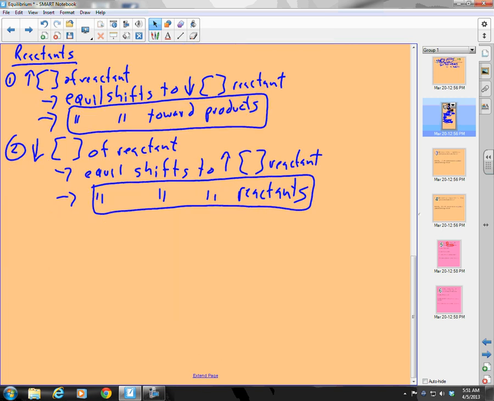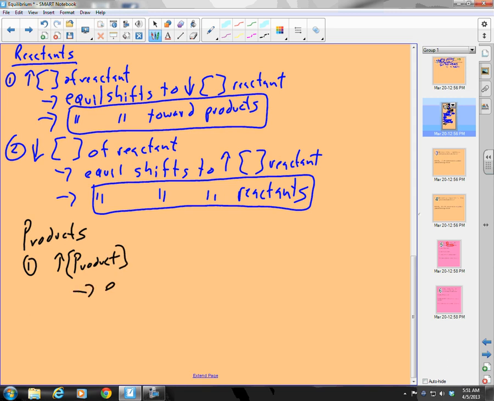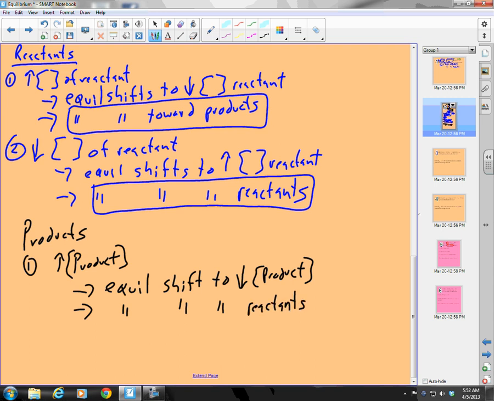Now we can ask the same questions about the products, right? And really then it's just the opposite, right? Number one, what happens if I increase the stress? What happens if I increase my product concentration? What's going to happen? Well, my equilibrium is going to shift to decrease product concentration. That means what? Does it shift towards the products or towards the reactants? Well, it shifts away from the products, meaning my equilibrium will shift to reactants. It means it'll shift to make more reactants. And if it makes more reactants, it is consuming products.